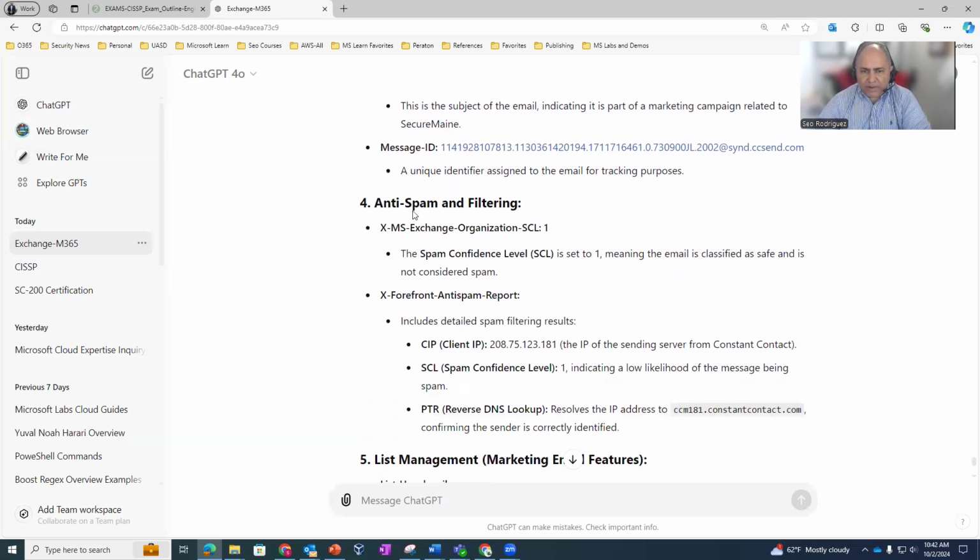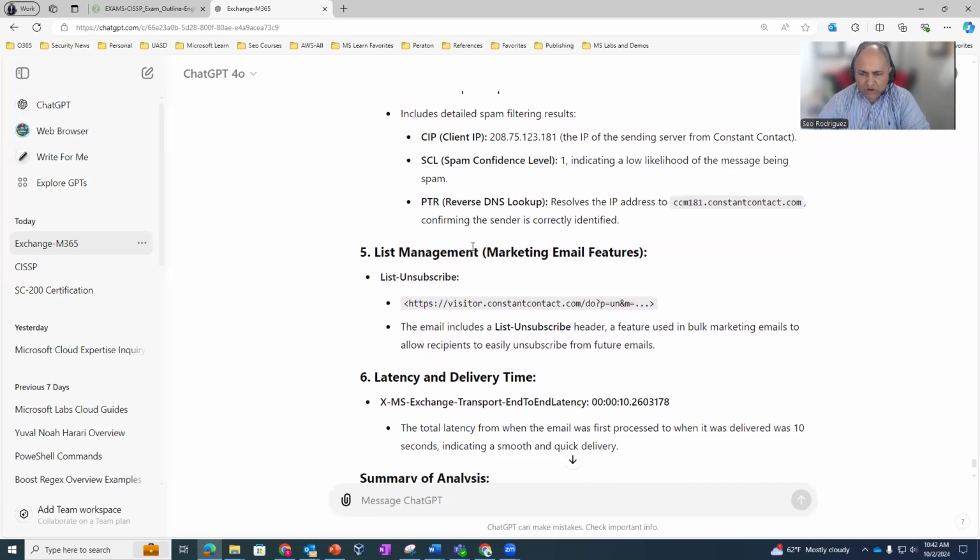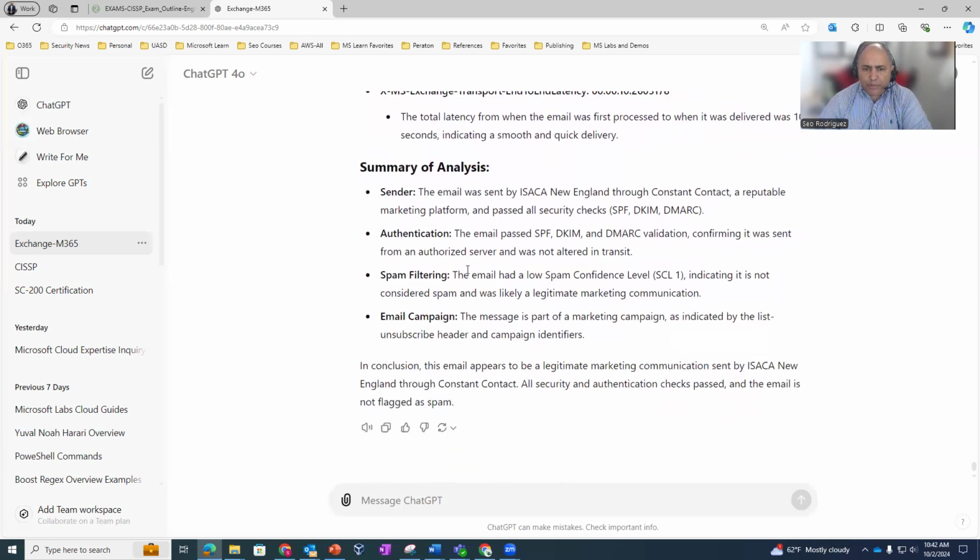Here it talks about the anti-spam and filtering, and it says that the SCL, the spam confidence level, is 1, which is very good. So that means that this is not spam. It gives me information, the client IP, where it was sent from, and that kind of stuff. Again, a lot of technical information, but most people do not care about that. Now obviously, if you are an Exchange engineer, you do care about all these things. But for our purpose, let's go to the summary and the analysis of this email.